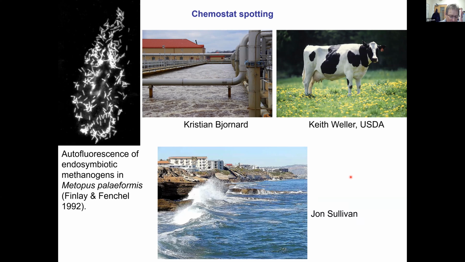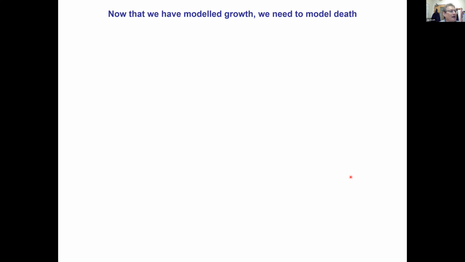So this is why chemostats are useful models of what happens in the environment, including antimicrobial resistance dynamics, to which I should now come. So we have talked about modeling growth, and now we need to talk about death, and we also need to include that in the model.